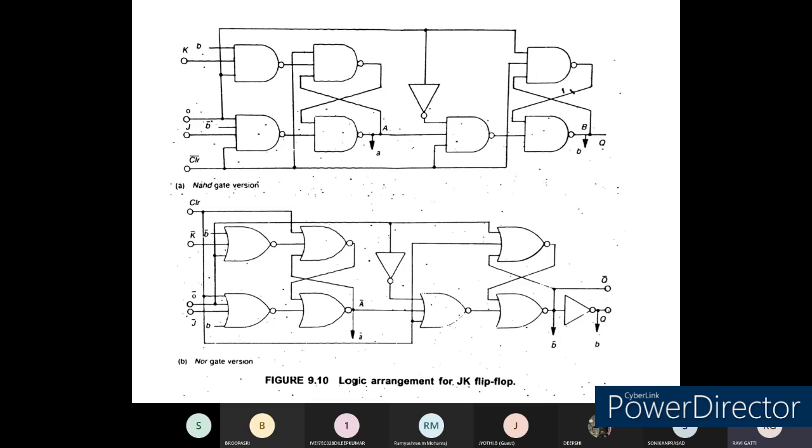Whenever the clear is equal to 0, the output will be reset, so the values stored over this combination will be reset to 0. If the clear is not enabled, then depending upon the inputs and the clocking signal we apply, the output will either be reset to 0, or it will be set to 1. So these are the logical arrangements by which we can create a JK flip-flop or a register.